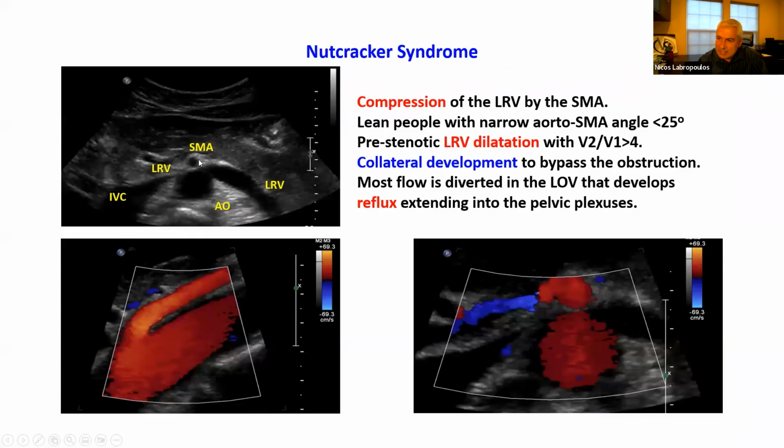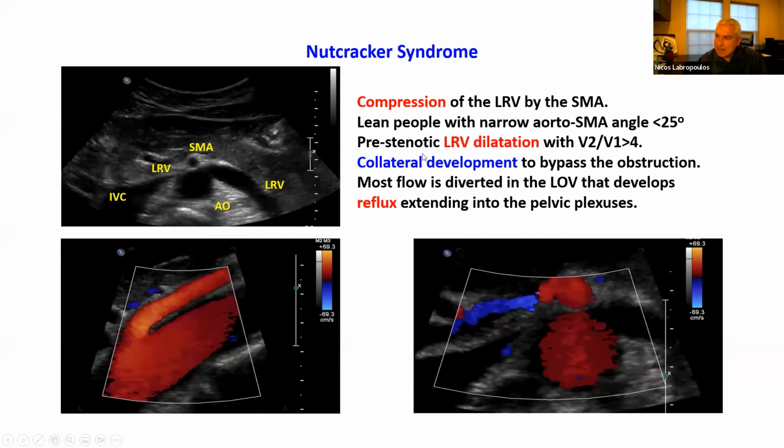See on the ultrasound, the SMA on the top. This is the aorta. This is the IVC. This is the tapering of the vein over the aorta. This is the typical narrow aortomesenteric angle. These patients are usually lean with a BMI of less than 25. Actually, in our prospective study, the BMI is usually around 20 in these patients. And you see here in the zoom view the narrow string of the renal vein, and on this patient, you don't see on this image, the flow is diverted into the left ovarian vein. Typically these people are skinny. The aortomesenteric angle is less than 25.